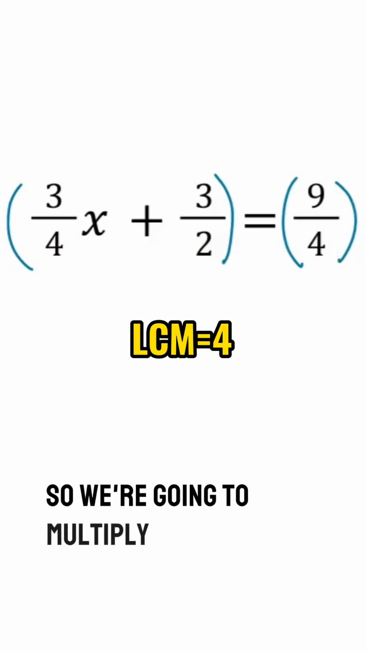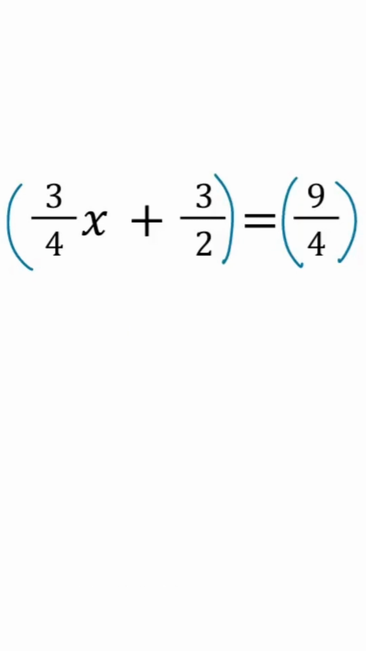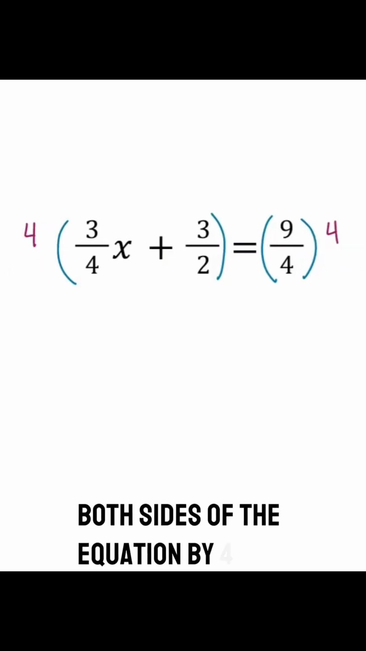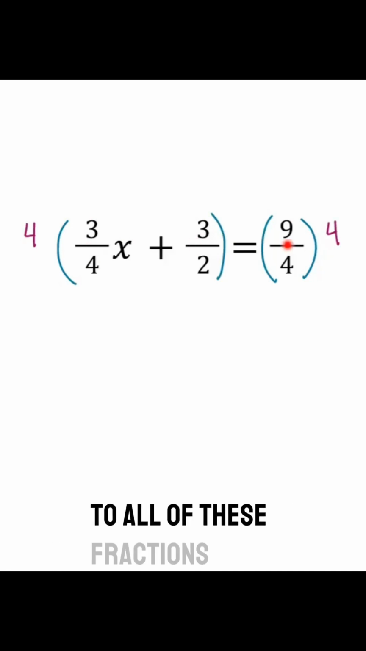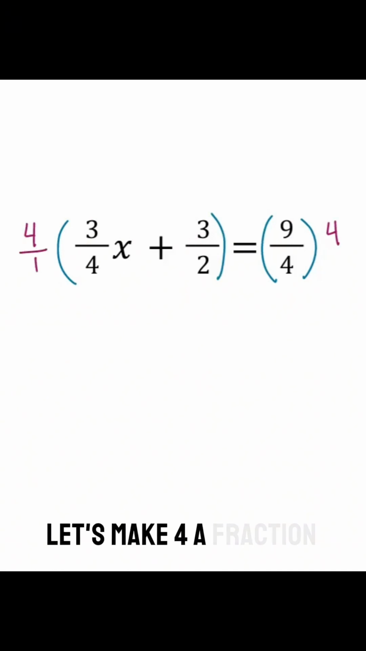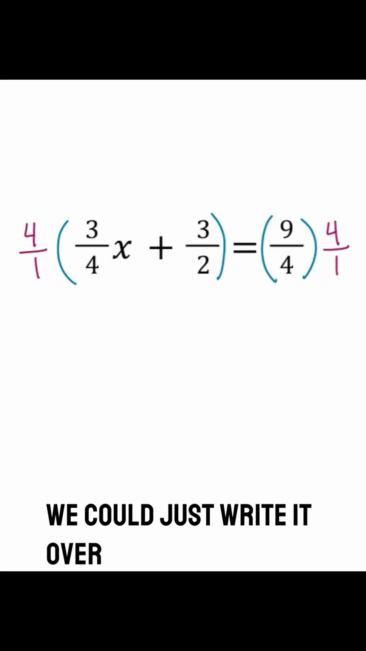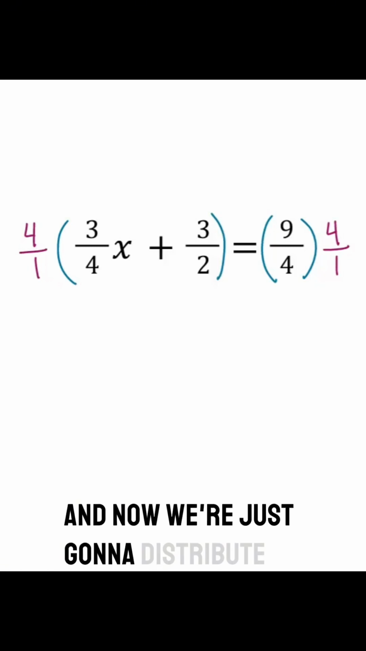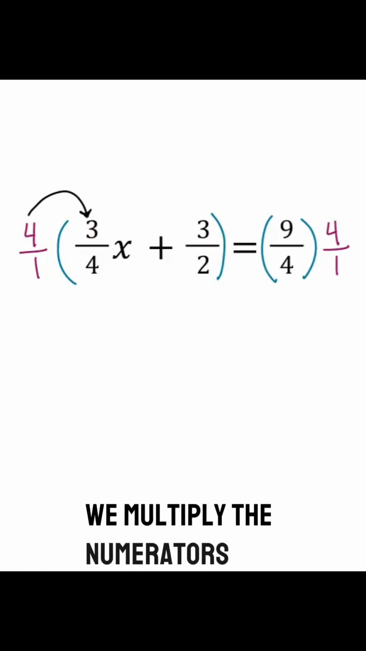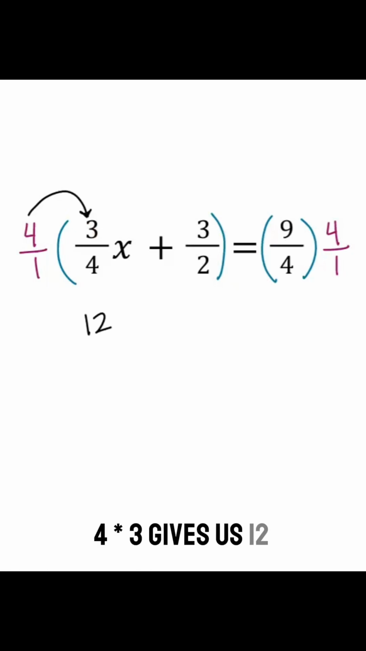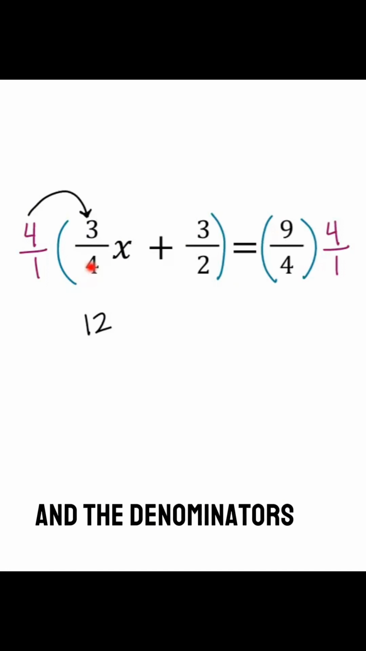So we're going to multiply both sides of the equation by 4. Because we are going to multiply 4 to all of these fractions, let's make 4 a fraction. We could just write it over 1. And now we're just going to distribute. When multiplying fractions, we multiply the numerators. 4 times 3 gives us 12. And the denominators, 1 times 4 gives us 4.